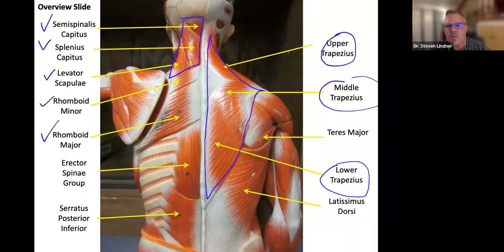Okay. The widest muscle of the back is here. It's called the lats or the latissimus dorsi. Goes up like this. Okay. That's the latissimus dorsi.